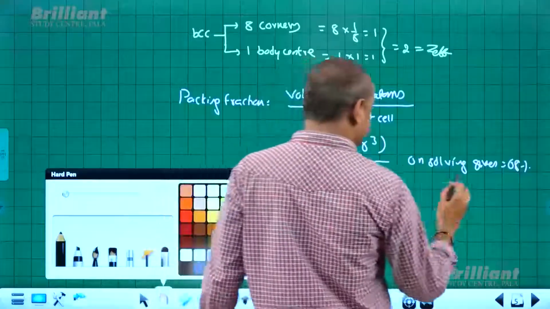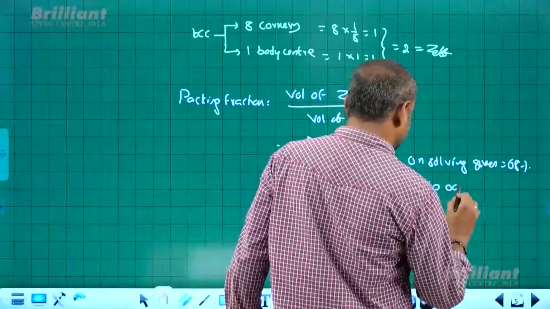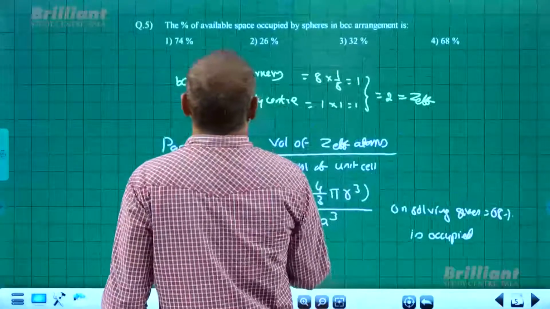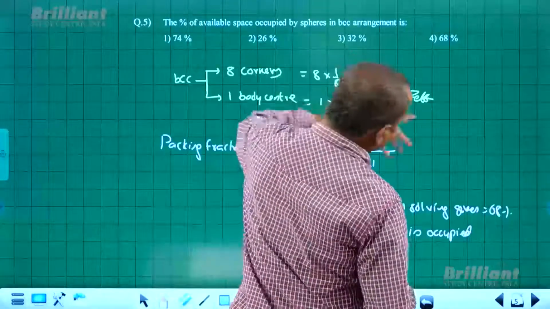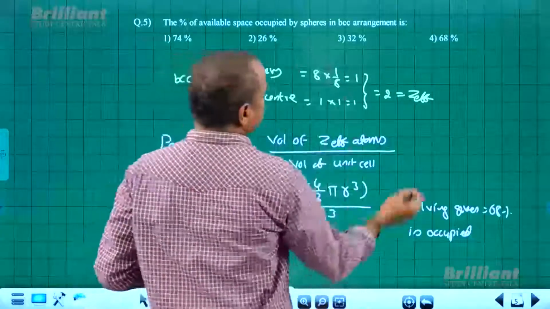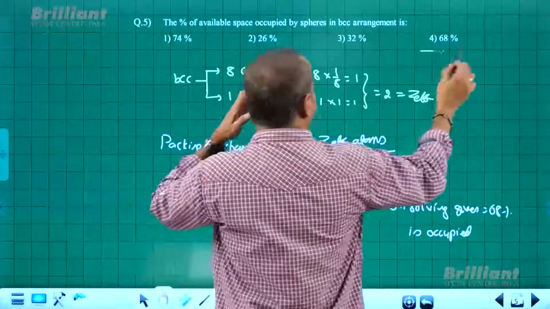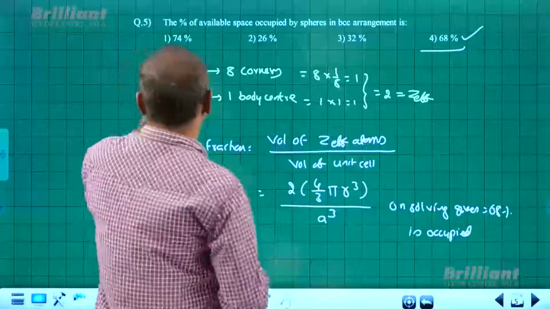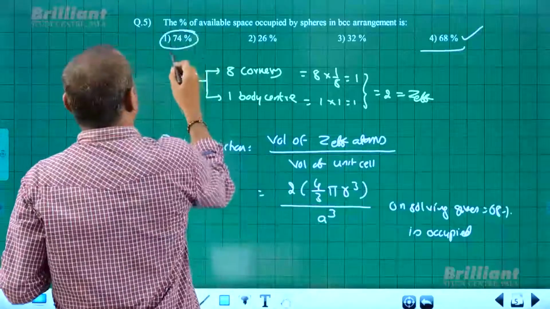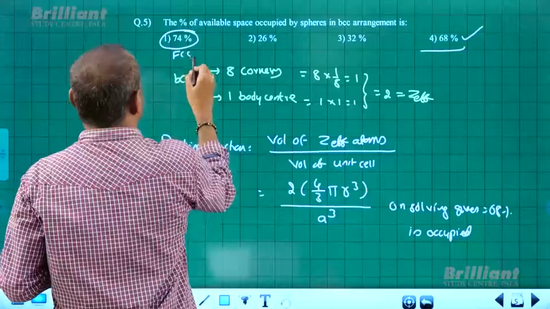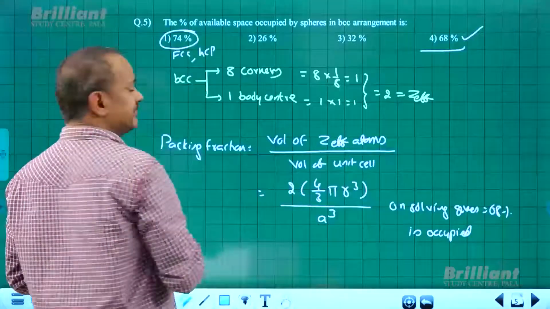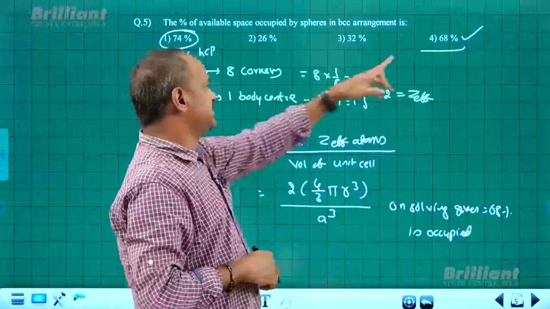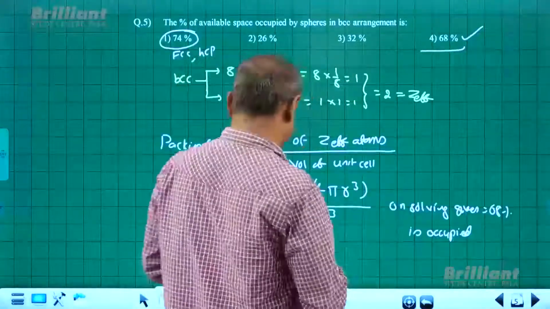68% is occupied. Remaining is empty space. But the question is occupied. 68% is occupied. Memorize this value because BCC is 68%. FCC and HCP contain 74% occupation, and BCC contains 68% occupation.